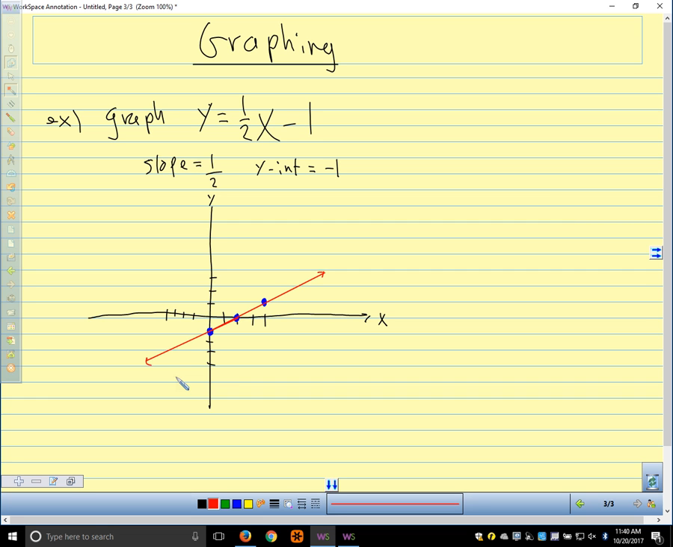And the slope is positive 1/2. That tells us we should be going uphill as we go from left to right. Any questions on how we graph that line?